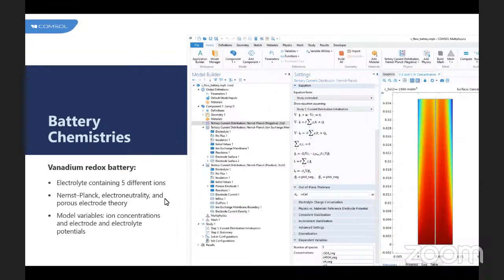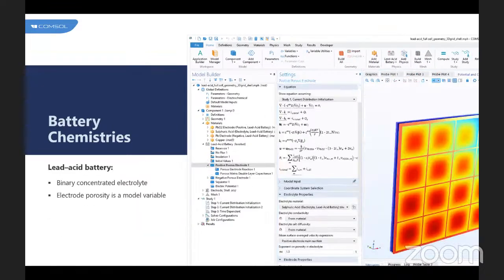Along the same line, this is the model setup for a vanadium redox battery, which is typically done using the tertiary current distribution Nernst-Planck interface. And these are the equations you can see here. Again, I don't want to go into the detail here. And this is a setup for the lead acid battery, where again there's a dedicated interface. What we need is again a porous electrode feature. You can see the electrolyte properties can be entered here and equations can be seen.